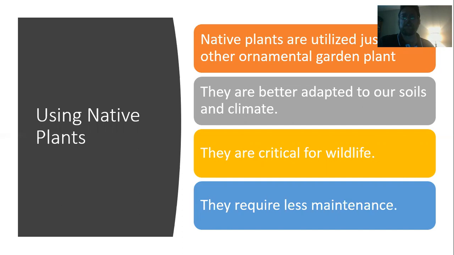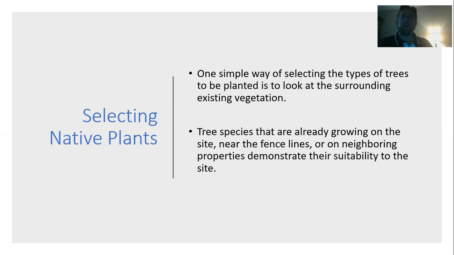So when you're selecting native plants, one of the really easy ways to do that is to look at the plants that are already growing in the environment. Look at the surrounding existing vegetation, because those species are very likely to perform well in our home landscape. So things that are already growing on the site, things growing on fence lines, looking around at neighboring properties for what's doing very well, those plants that you see are demonstrating their suitability for the site where you're planting them, and that makes them really good options for inclusion in our landscapes.